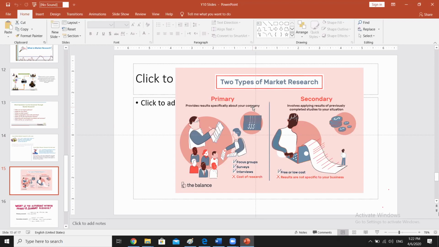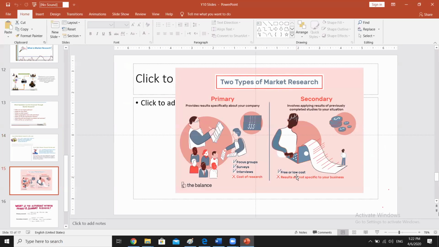While secondary, you take data that are collected by other people, not your business, not yourself. It could be yourself, but it's not done for the purpose of your business, right? For the purpose of your problem. So, for example, you go and use the internet and read about things that other people have done that might apply on you.